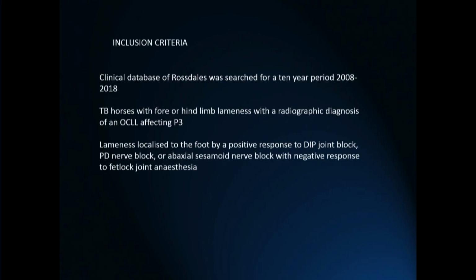In our study, we looked at a 10-year period of our clinical database here in the practice, and we included thoroughbred horses with forelimb lameness that had a cyst-like lesion affecting P3, which was diagnosed on radiographs. All these horses had lameness localised to the foot by either a positive response to a coffin joint block, a PD nerve block, or an abaxial sesamoid nerve block, and also had a negative response to intra-articular diagnostic anesthesia of the fetlock joint.